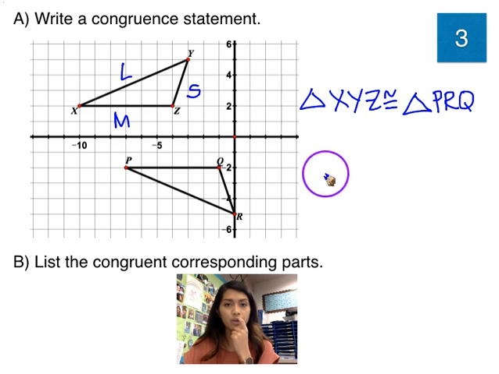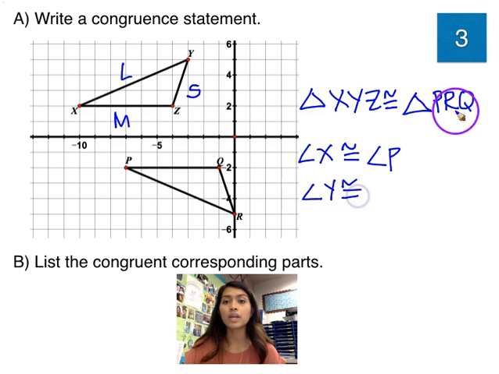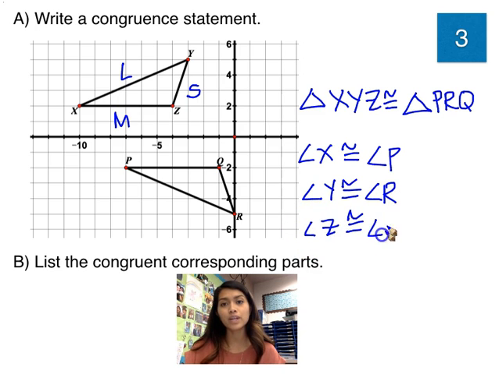So here, I'm going to go ahead and list it up here because I have more space. I'm going to say angle X is congruent to angle P because it corresponds to P. Angle Y is congruent to angle R because it corresponds to R. Angle Z is congruent to angle Q, again, because they correspond to each other.